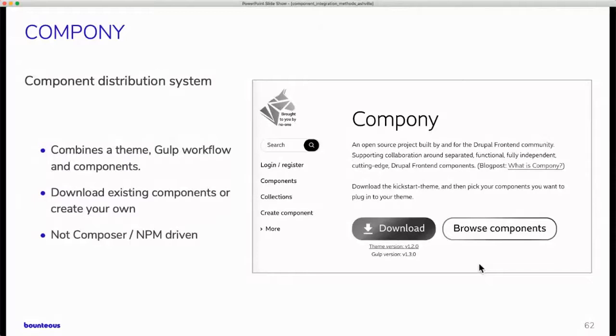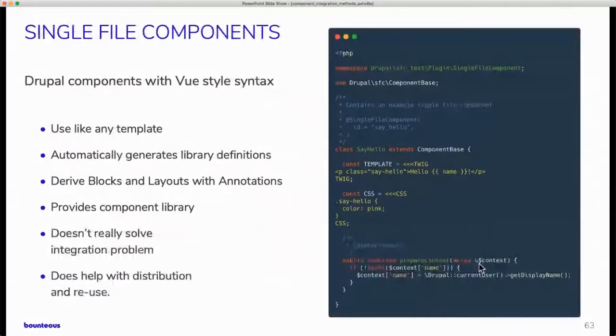And then one last thing in this neighborhood is the single file components module, which isn't really going to solve the integration problem, but it allows you to define components in Drupal with a Vue-style single file syntax, which you can then use like any template. As you can see here, all of the markup, CSS and JavaScript that you need are in this one file, and it's possible to derive blocks from these single file components. So it doesn't really solve the integration problem that we've been talking about, but does provide another really interesting option of a way to easily distribute prepackaged components in Drupal.